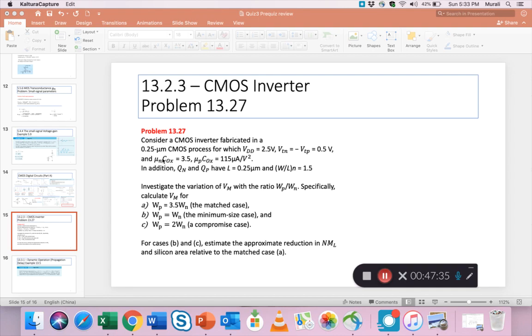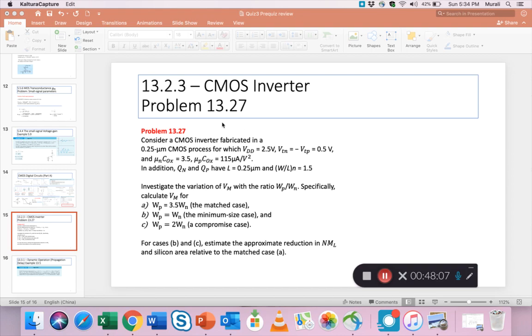Then we are given this Kn prime value, which is mu n times COX, and we are also given mu p times COX, which is a different value, right? That's because mu n's are different and also COX's can be different. So these are two different values. In addition, Qn and Qp have L and W by L of n is given, not W by L of P, but W by L of n is given.